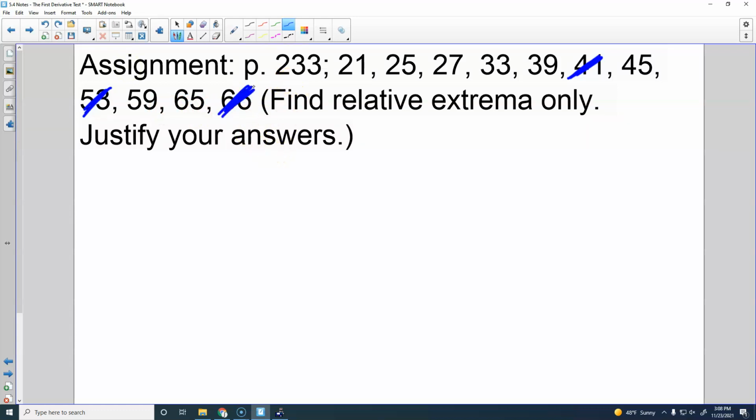Alright. Okay, so I had the homework wrong last night, so Jack and Daniel have already done some of these, but not all of them. So all I want you to do here is find relative extrema and justify your answers. The instructions are going to say to tell whether it's increasing or decreasing and that stuff there. But this will be your assignment that is due on Monday whenever we come back.